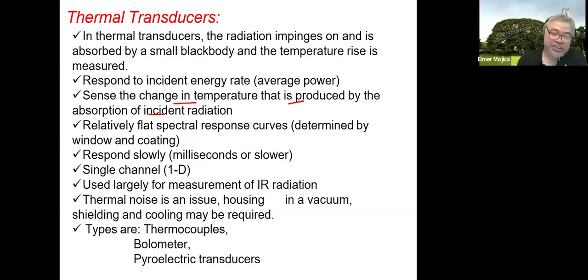Okay, and as you could see, it really has what? A flat spectral response. And this is determined by the window and the coating material. Unlike photon transducers, they respond slower, in milliseconds. And it's a single channel. So you use it largely for the IR. And it's always an issue with thermal noise. Okay, housing in a vacuum, shielding, and cooling.